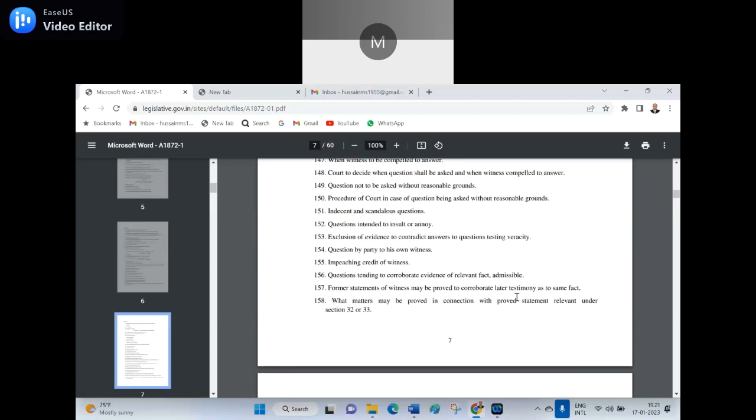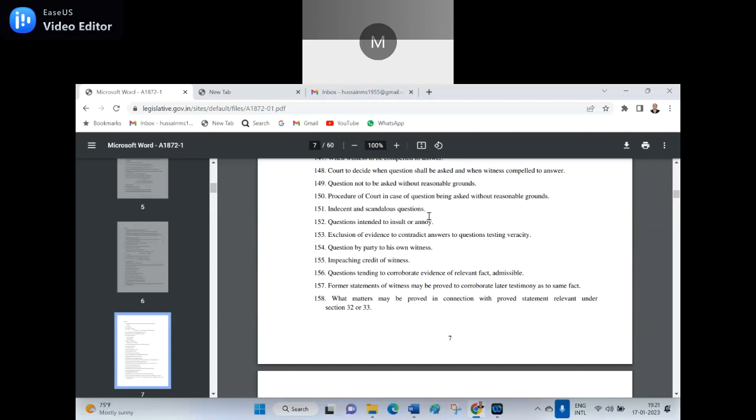Then indecent and scandalous questions. What is an indecent question? And scandalous questions. So generally they try to ask about section 151 also, and there are many cases also. I am not discussing cases today. Tomorrow I will discuss cases. Tomorrow I will discuss the amendments. And tomorrow I will discuss matching the sections and cases.